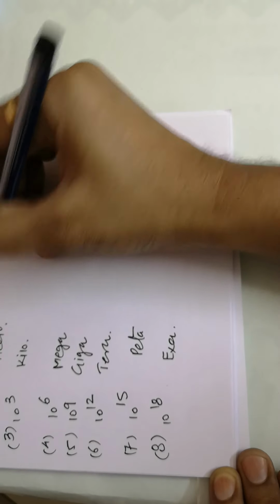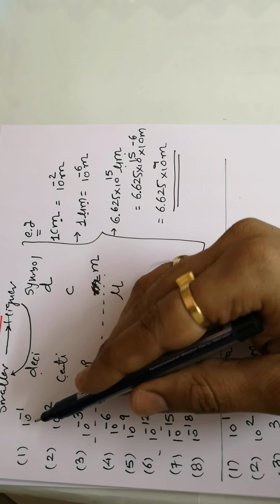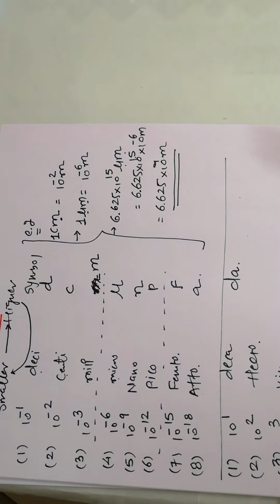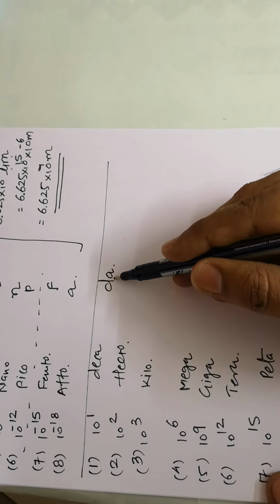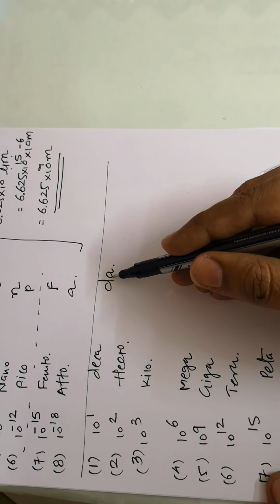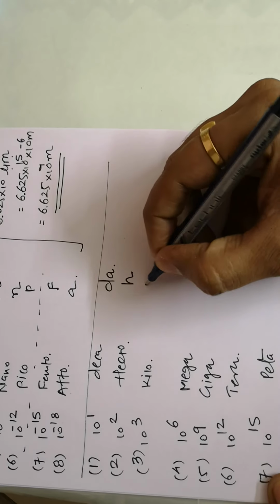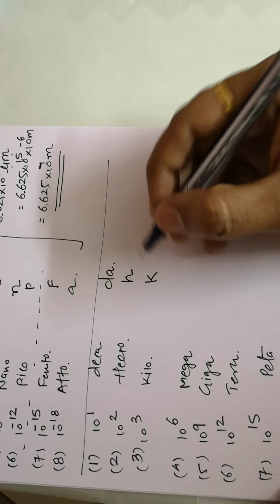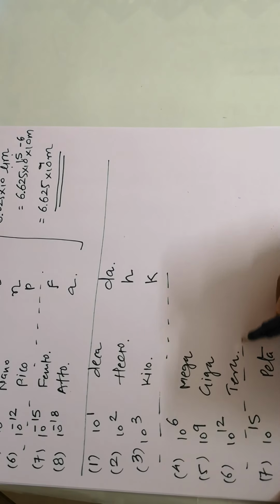Deca is represented by Da. Be careful again. 10 to the power minus 1 is deci, represented by the small d, and 10 to the power plus 1 is deca, represented as Da. Hecto is represented by the small h, and k is a small k. Yes, you can place that as capital K. Again, I am bifurcating into three parts and two parts.